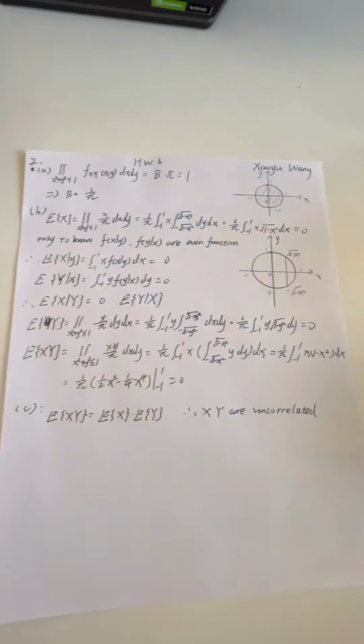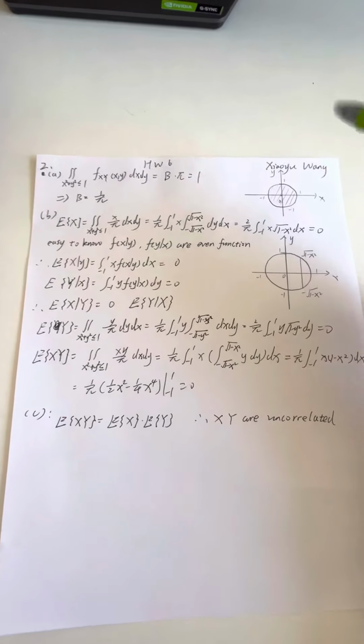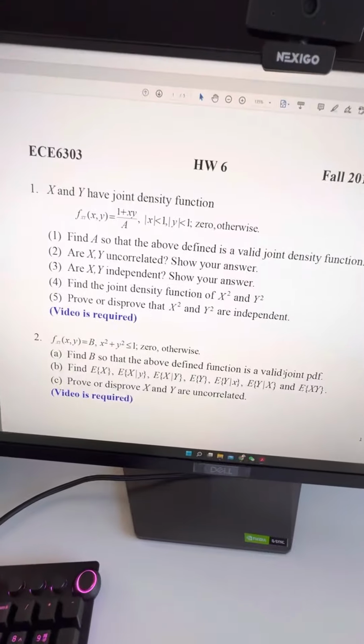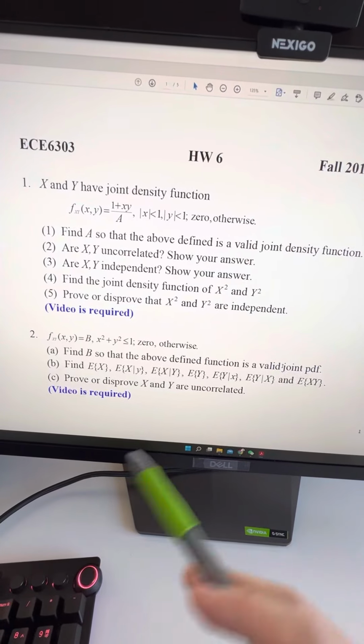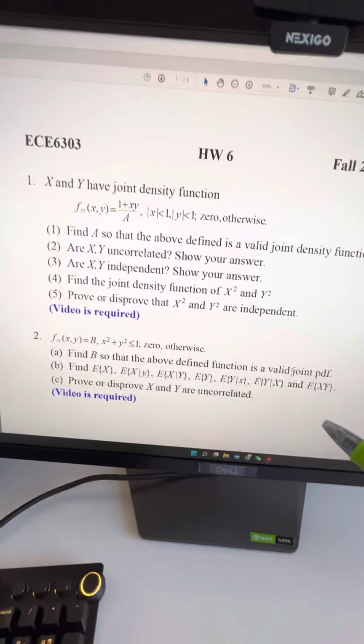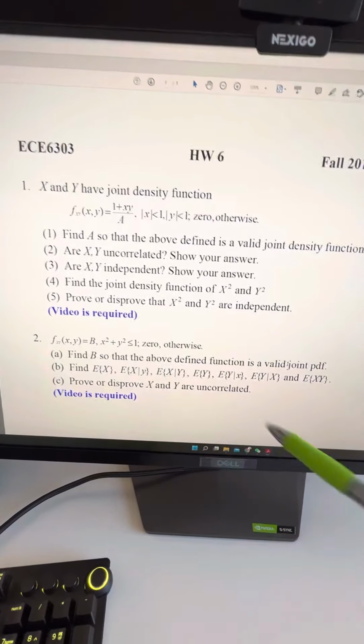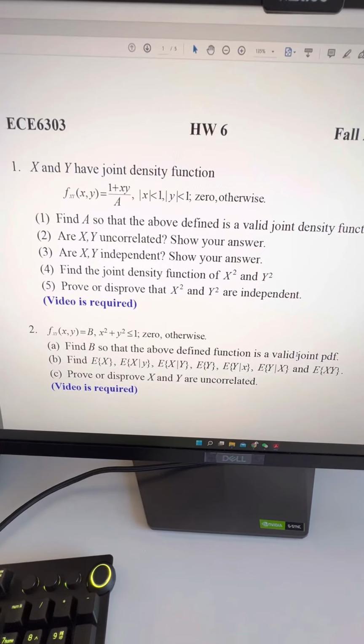Hi, this is the solution for question 2 of homework 6 from Xiaoyuan. First, we look at question 2. It tells us the joint density function of x and y. It is very easy. It is a constant function.